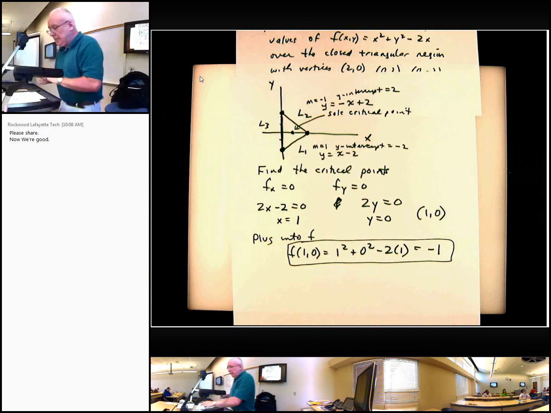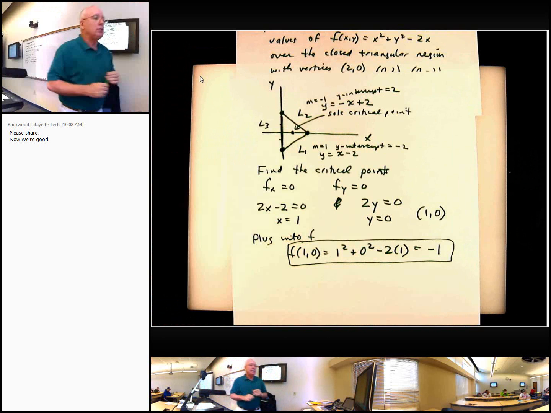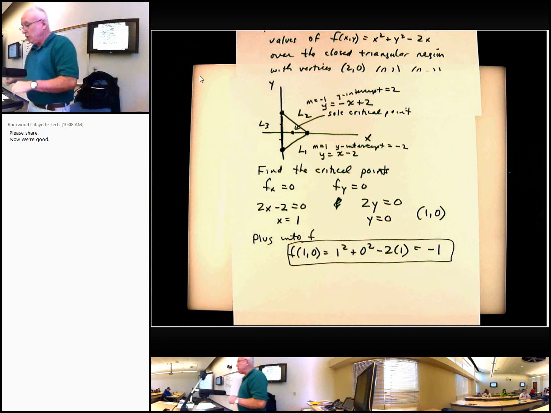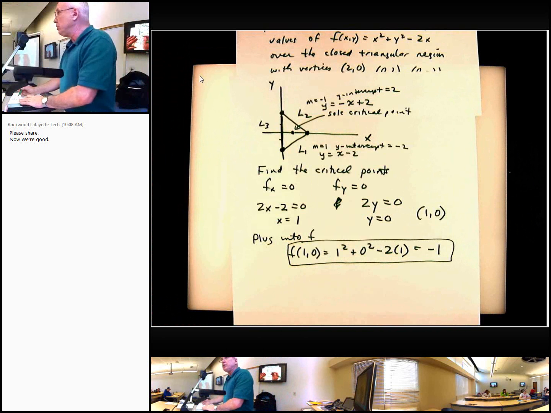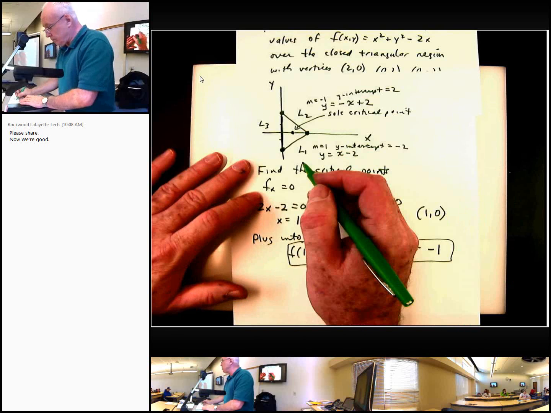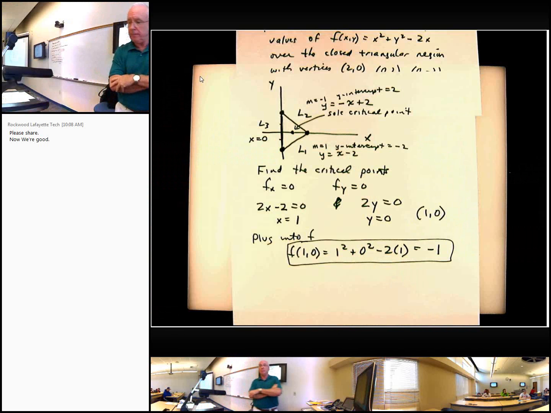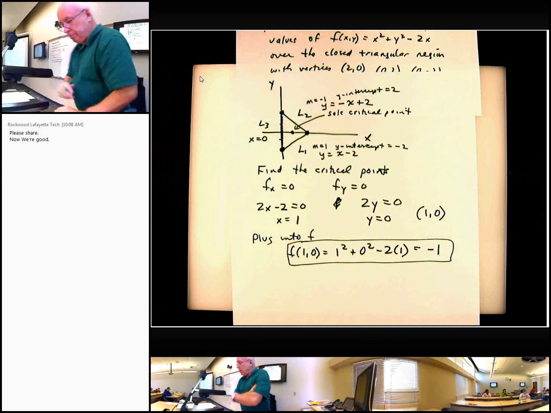And then finally, L3, well, that's a vertical line, and it's on the y-axis. So its equation is going to be x equal to 0. All right?